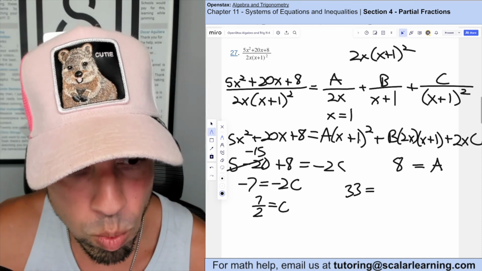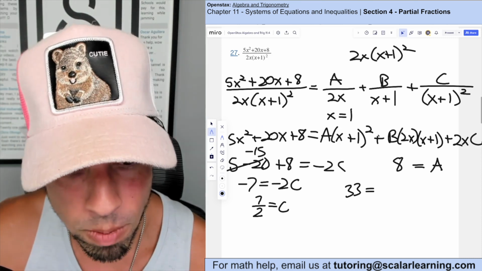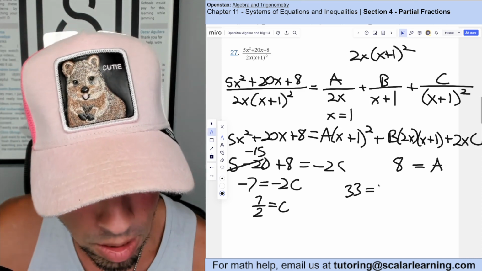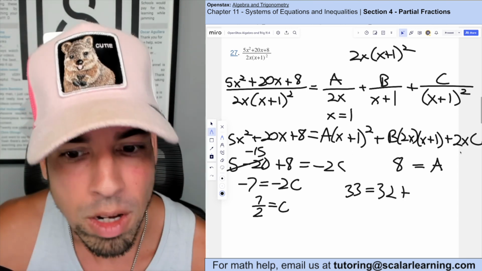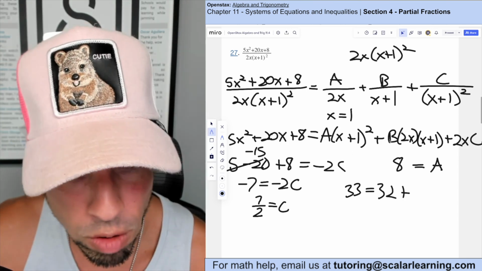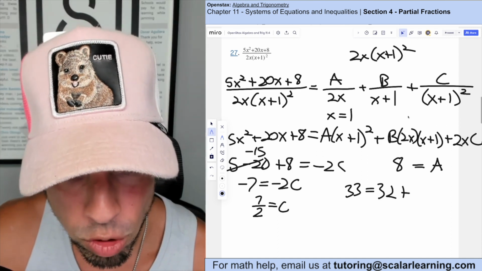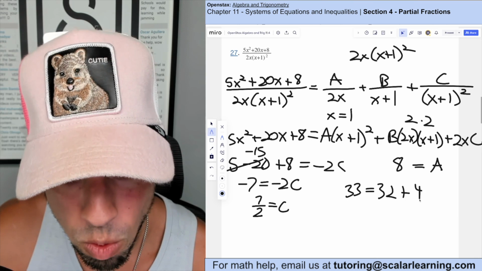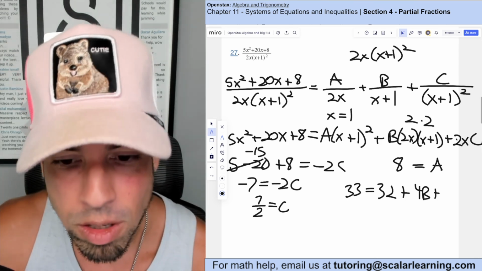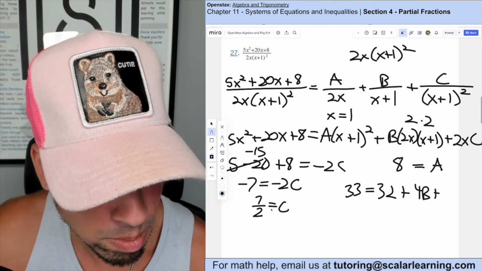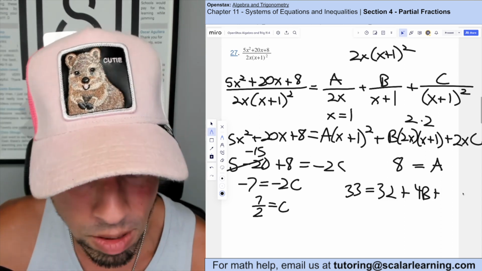So 1 plus 1 is 2, squared is 4. We already know A is 8. So 4 times 8 is 32. Plus, and then B is, of course, what we're still solving for. So 2 times 1 is 2 times 1 plus 1, which is 2. So 2 times 2 is 4B. And then plus 2 times 1, which is 2 times C, which is 7 halves. So 2 times 7 halves is 7.